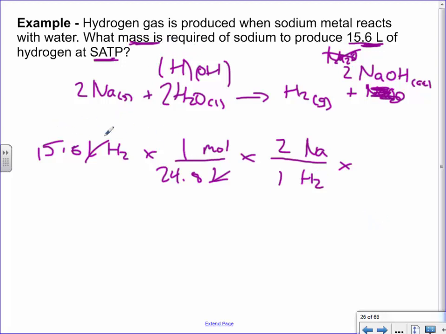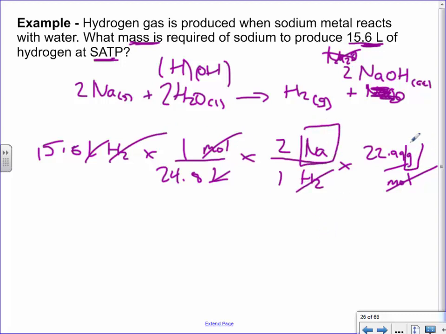So although the first units I used were liters, when I'm finishing this off, I want to use grams again. So then use a molar mass. Sodium, I believe, is 22.99. And then this mole cancels that mole, this hydrogen cancels this hydrogen, and when I'm done, the only units that I haven't canceled are the grams of sodium. So I just need to put it all together. With sig digs, I got 28.9. Let me know whether you guys get the same thing.